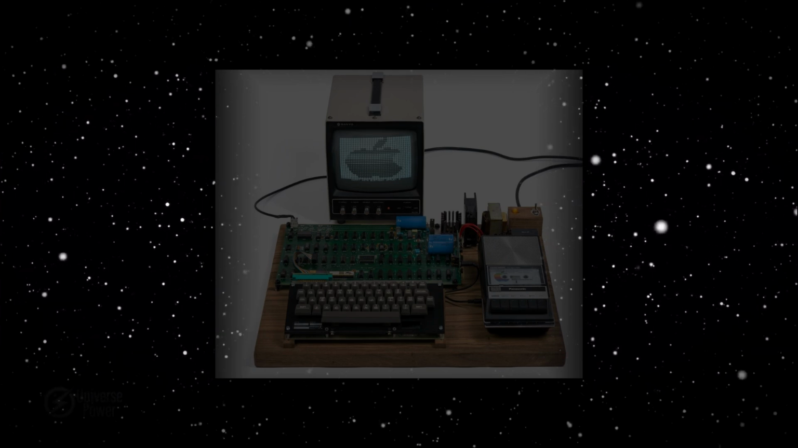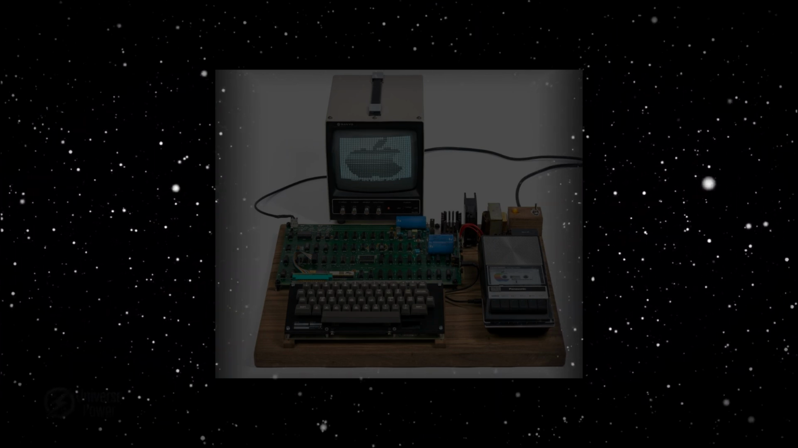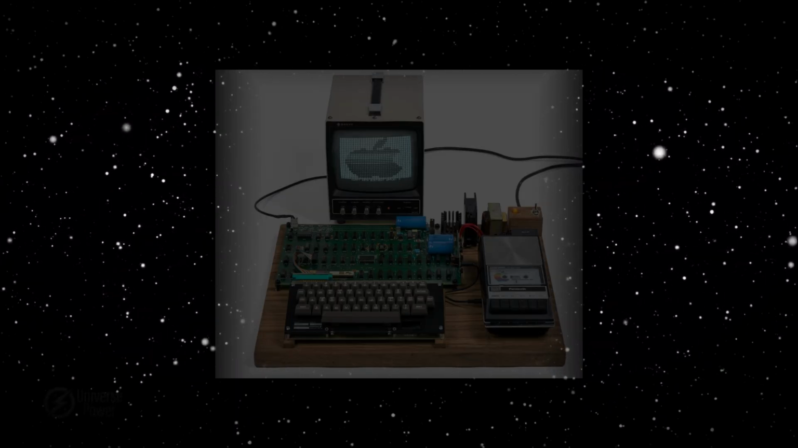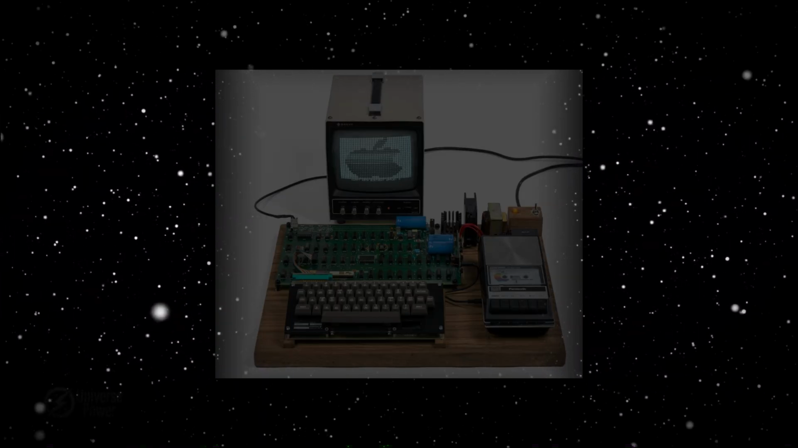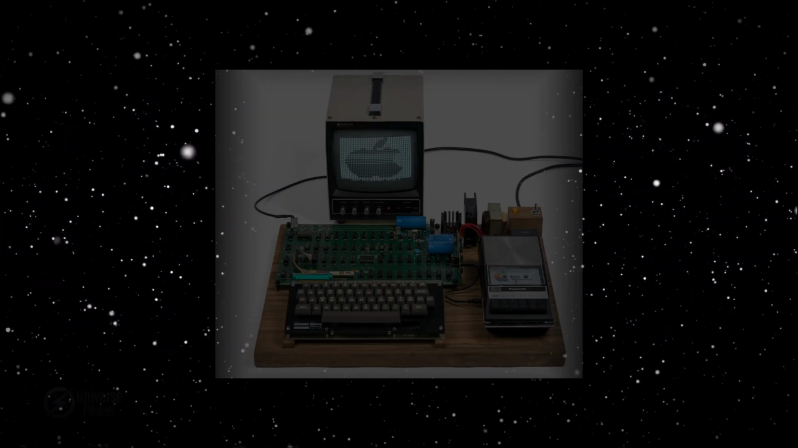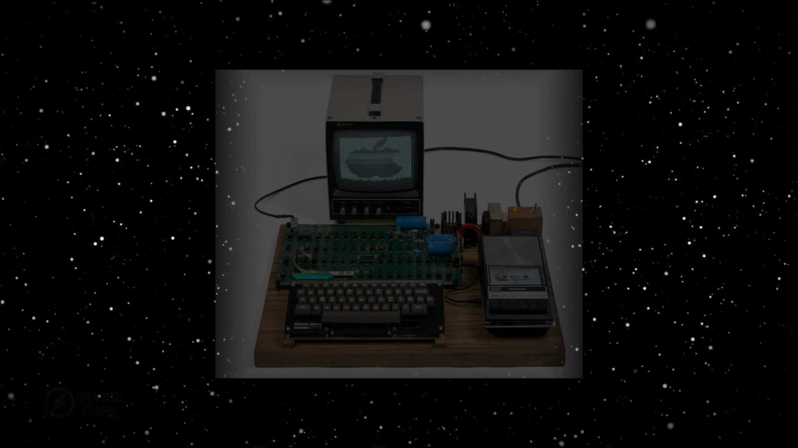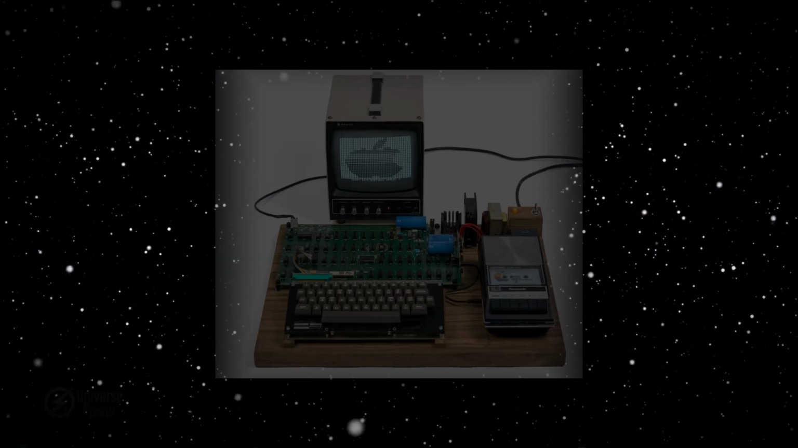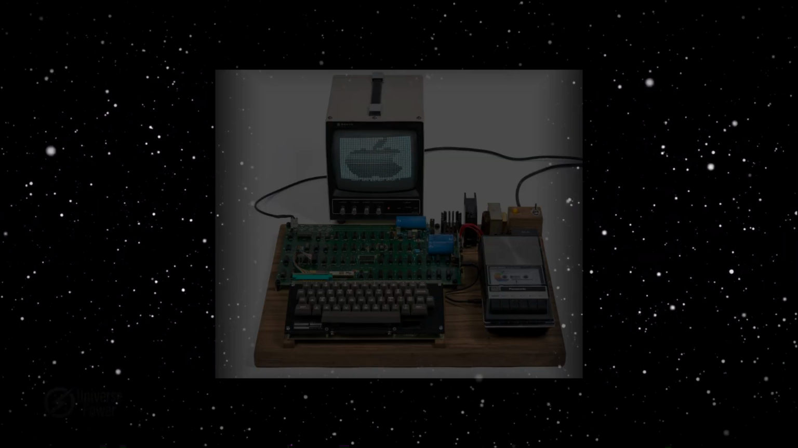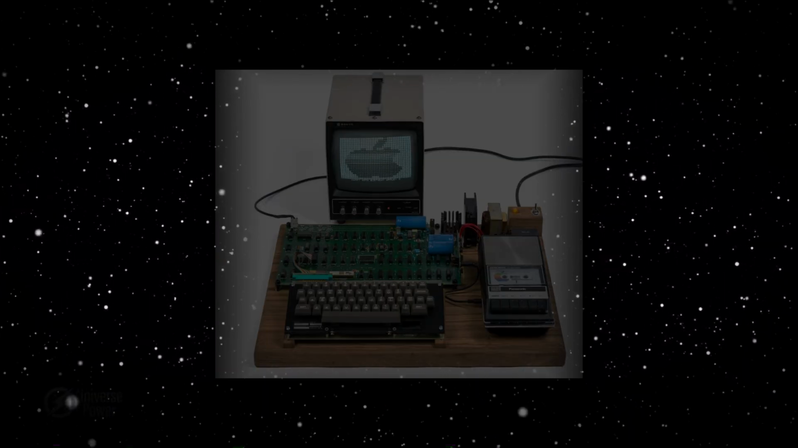Level 40, Apple, Microsoft, and the PC revolution. By the late 1970s and early 1980s, personal computers went mainstream. Apple released the Apple II, one of the first successful mass-market PCs. It came with color graphics and a keyboard, making it accessible to schools and homes.